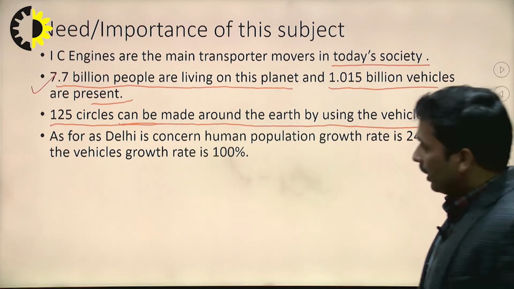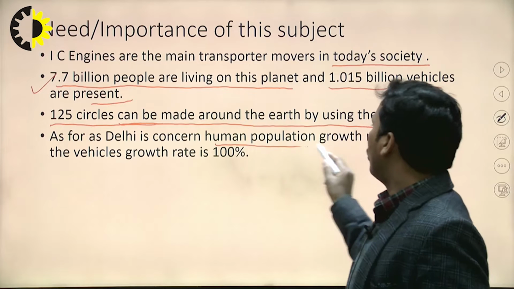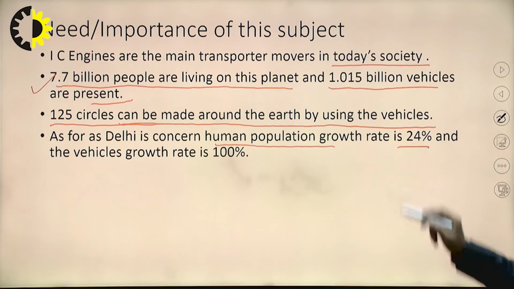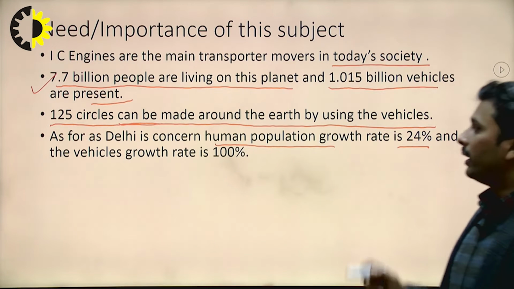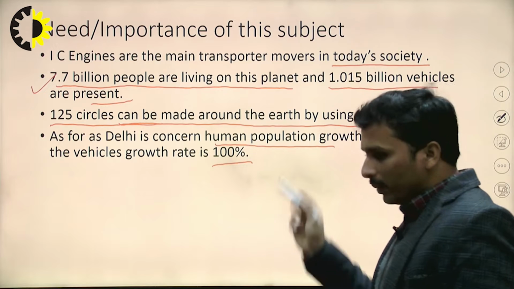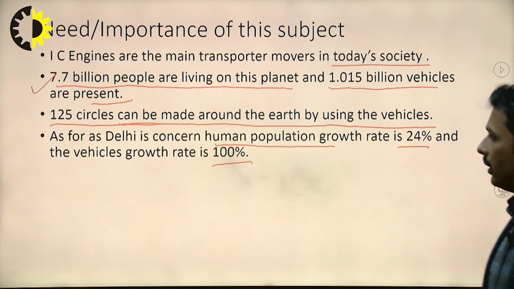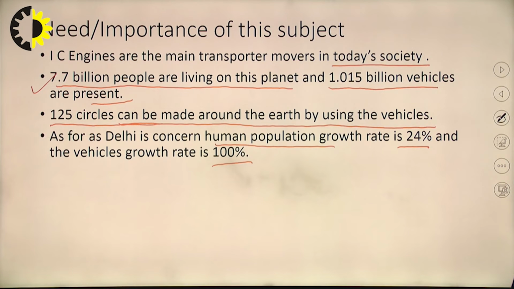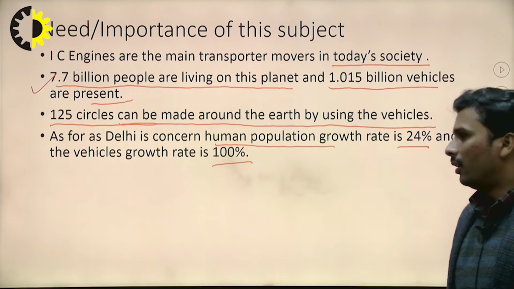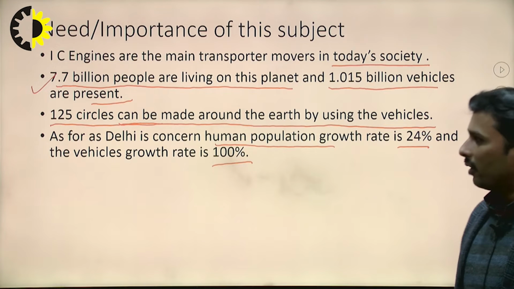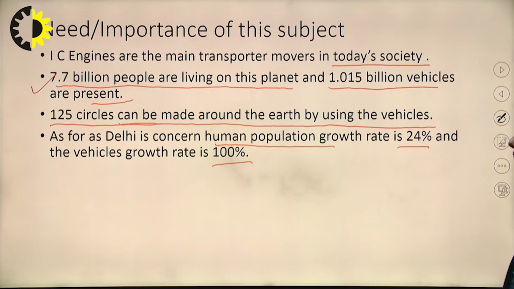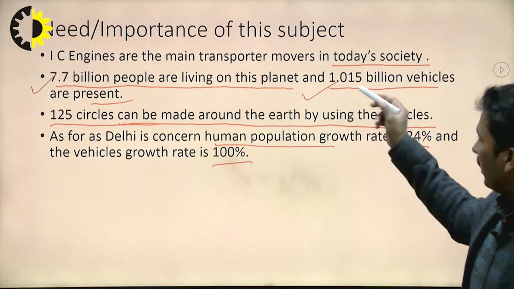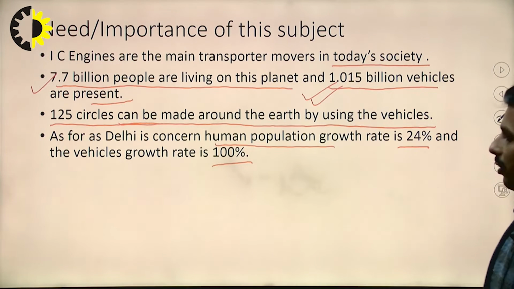As far as Delhi is concerned, the human population growth rate in 2019-20 is approximately 24%, and the vehicle growth rate is approximately 100% from the previous year. So you can understand the importance of vehicles in the life of human beings, and that this number of vehicles is present.